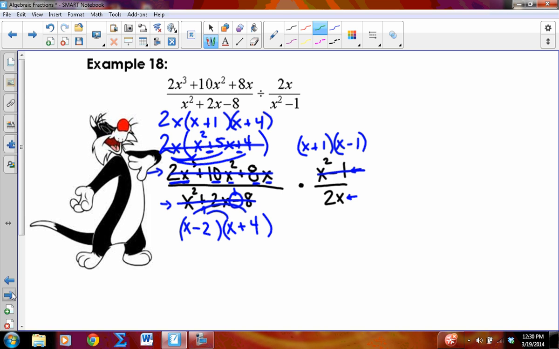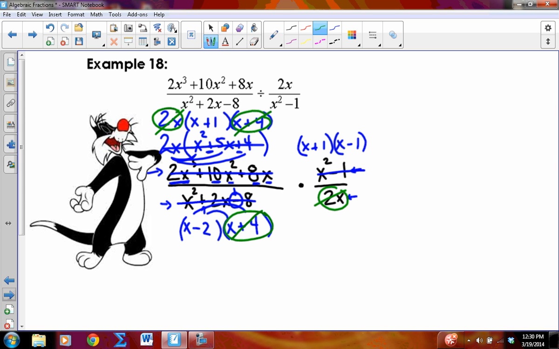Now look, we're heading for common factors. Look at this. 2x, 2x. Bingo. Cross them out. They cancel. X plus 4, a full set of parentheses. X plus 4, gone. They cancel.